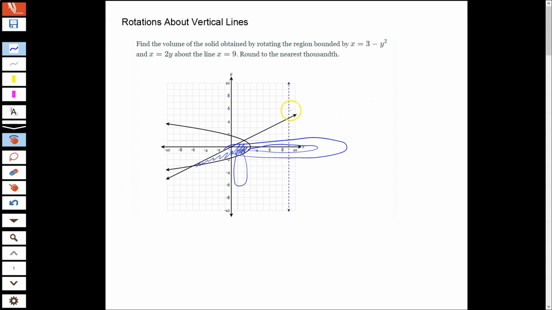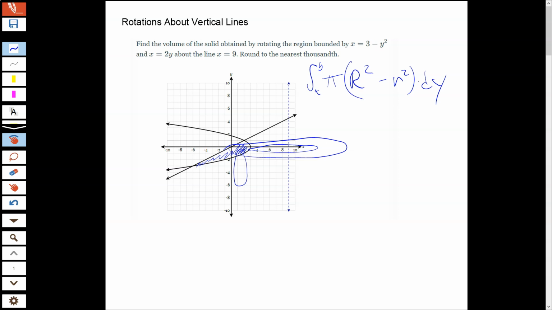But we're going to make a very fundamental change to reflect the fact that we're rotating horizontally instead of vertically. Our basic setup is going to be similar. So we're going to still do the integral from a to b, and then pi times the big radius minus the small radius, both squared, dy. Now, instead of integrating with respect to x, we're integrating with respect to y.